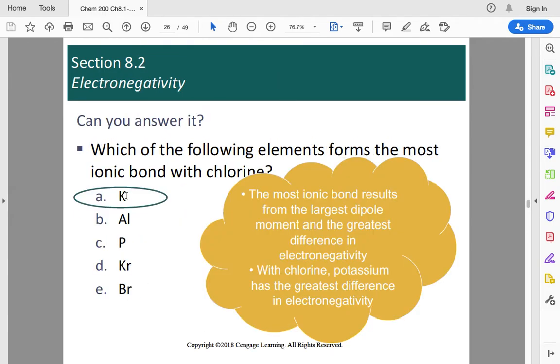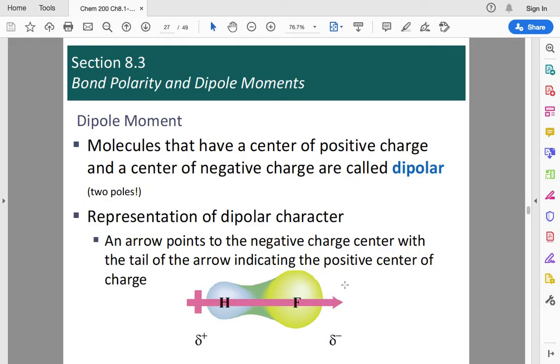Now, like I have in my definition here, the most ionic bond results from the largest dipole moment. And up until now, we've just been talking about this in terms of our differences in electronegativities. So now we're going to talk about what we really mean when we say a dipole moment. A dipole moment is when we look at a bond. Molecules are going to have these different centers to them, a slightly positive center and a slightly negative center. Dipole, di meaning two poles, a slightly positive pole and a slightly negative pole. That's literally what it means.